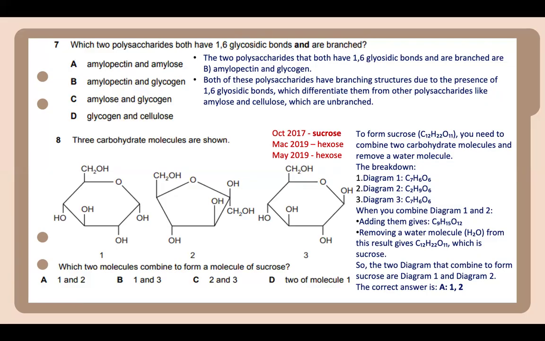The breakdown: diagram 1, C7H6O6, diagram 2, C2H9O6, and diagram 3, C7H6O6. So when you combine diagram 1 and 2, adding them gives C9H15O12. Removing a water molecule, H2O, from this result gives C12H22O11, which is sucrose. So the two diagrams that combine to form sucrose are diagram 1 and diagram 2.